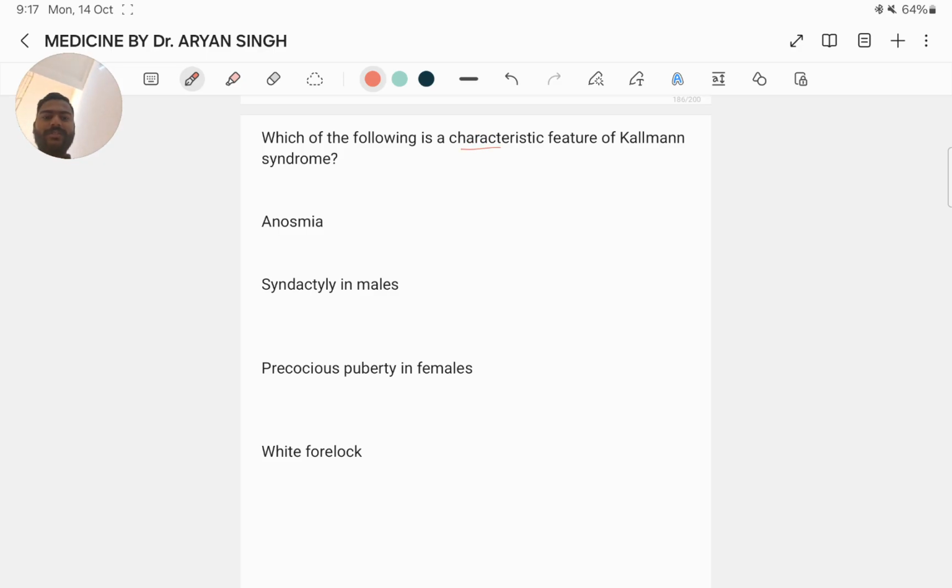Today we will discuss the medicine past year question paper. Which of the following is a characteristic feature of Kallmann syndrome: insomnia, syndactyly in males, precocious puberty in females, or webbed neck? Here the answer is insomnia, because Kallmann syndrome results from defective hypothalamic gonadotropin releasing hormone synthesis and is associated with anosmia or hyposmia due to olfactory bulb agenesis or hypoplasia.